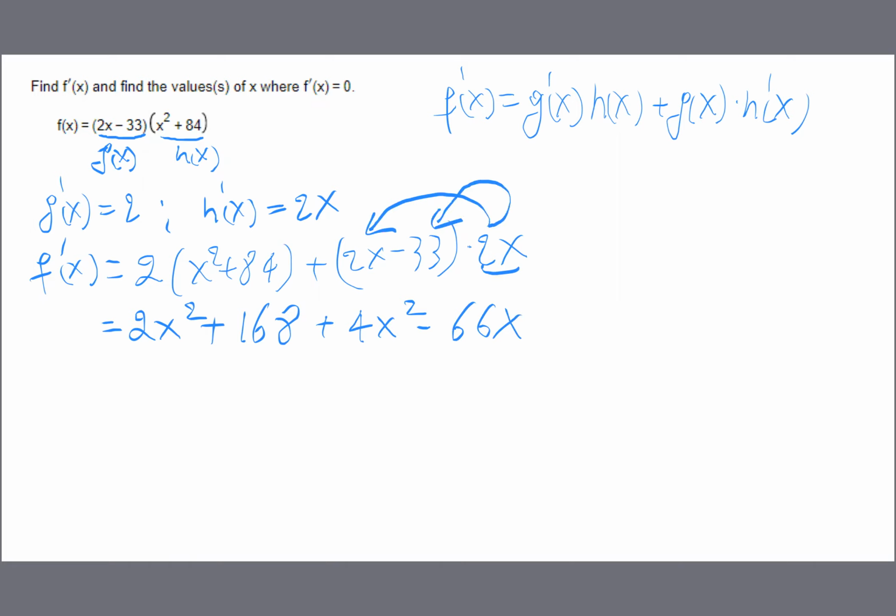Set the factors equal to 0. x minus 4 equals 0 and x minus 7 equals 0. x equals 4 and x equals 7. So when x equals 4 and x equals 7, f prime of x is 0. So f prime of 4 is 0 and f prime of 7 is 0.